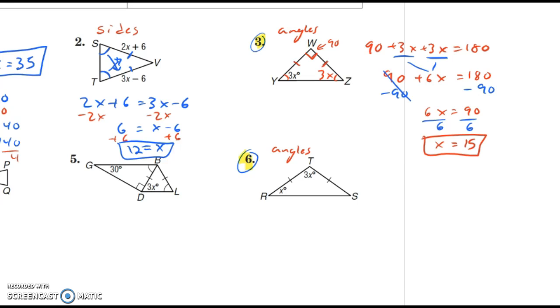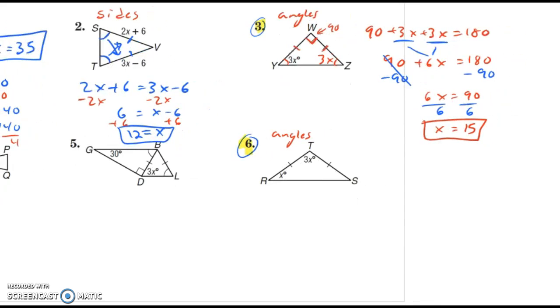This is what you should have gotten for number 3. Now go ahead and try number 6. So for 6, this one here would also be x. So you get the 3x, let me use a different color. 3x plus 3x plus x equals 180. You get 5x equals 180. You divide to give you that x equals 36.